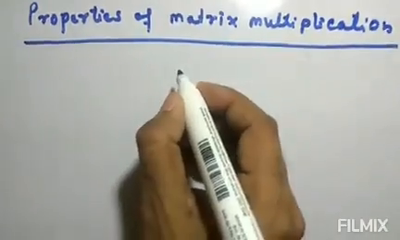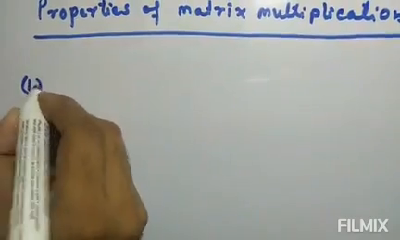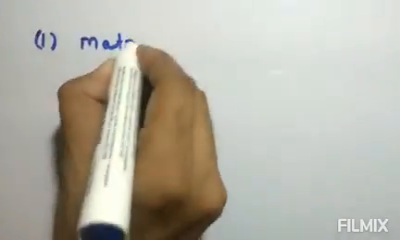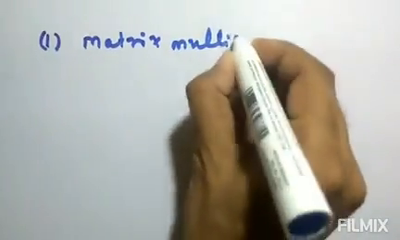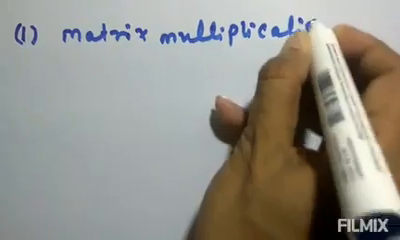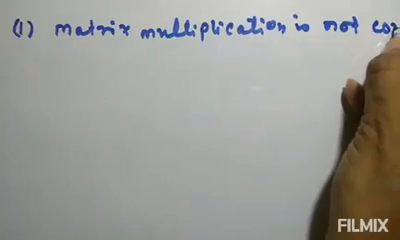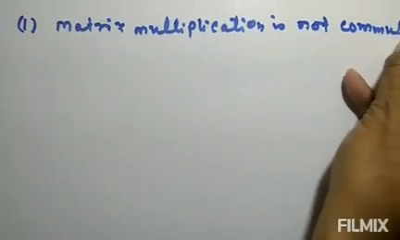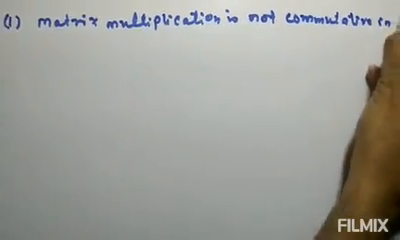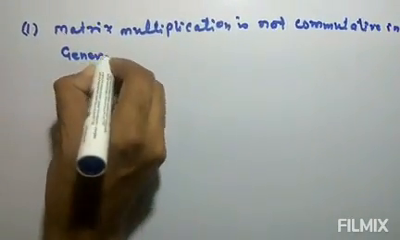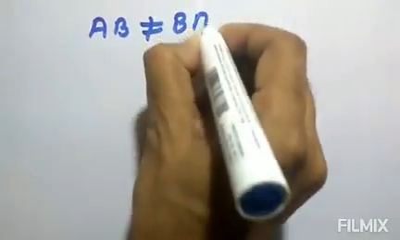We discuss the properties of matrix multiplication. First property, matrix multiplication is not commutative in general. It means AB not equals to BA.